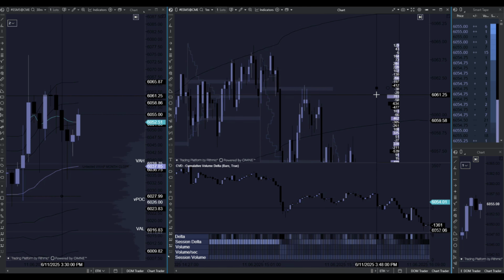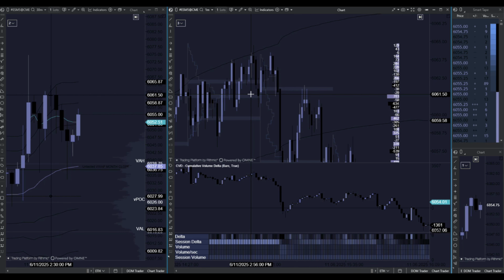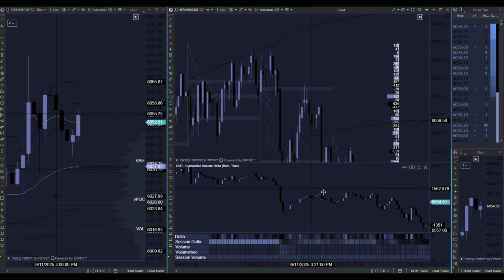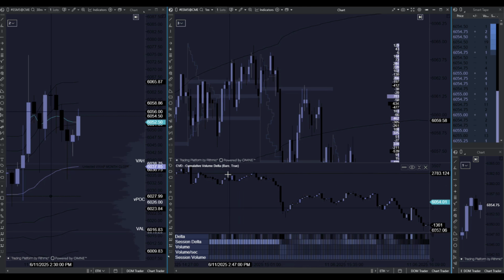Are buyers lifting the ask but price isn't advancing? Do I see absorption, where large resting offers keep refreshing? And is CVD starting to diverge, meaning buyers are getting active, but the pressure's not translating into higher prices?